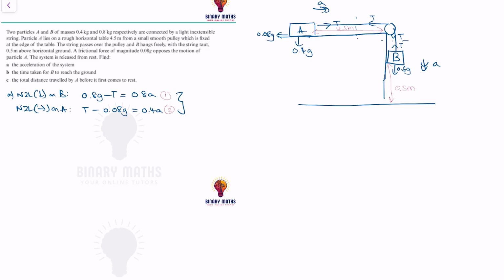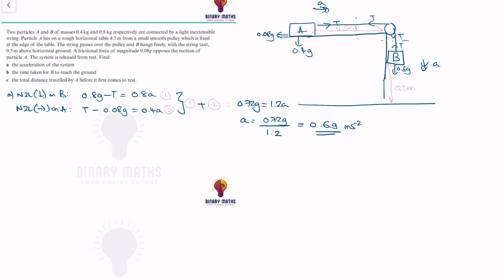Okay, if I do 1 add 2, the T's cancel out, so all I get is 0.8g take away 0.08g, which is equal to 0.72g, must be equal to 1.2a when we add them together. So a must be equal to 0.72g over 1.2, which is equal to 0.6g meters per second squared.